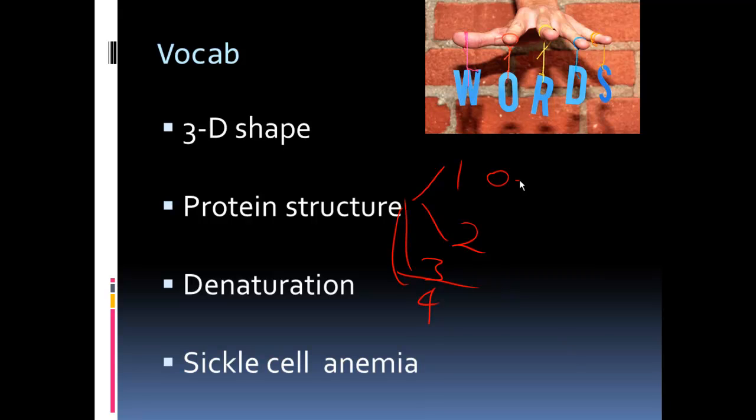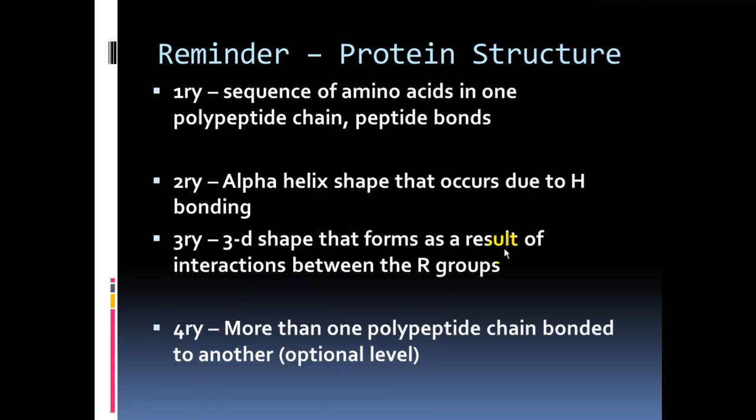So primary is going to be linear, secondary is the alpha helix or the beta pleated sheet, and tertiary is the final 3D shape. Denaturation is when a protein structure is destroyed, and sickle cell anemia is the example that we will look at in this podcast. Let's go.